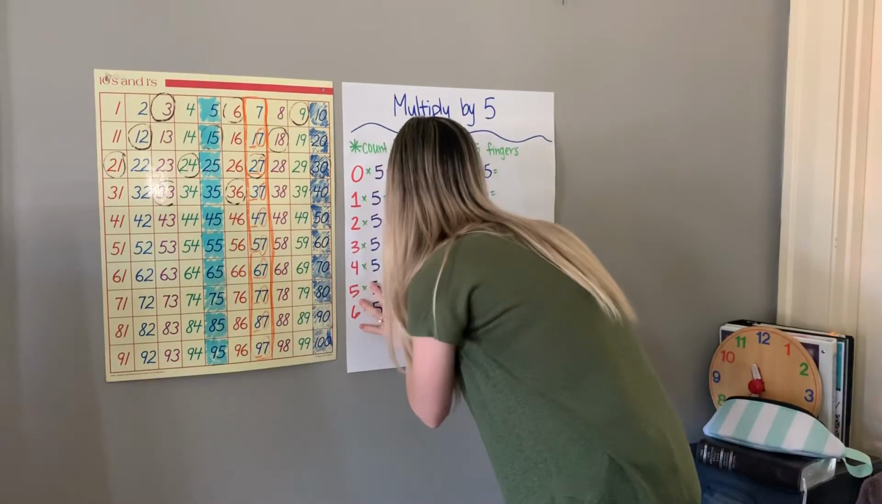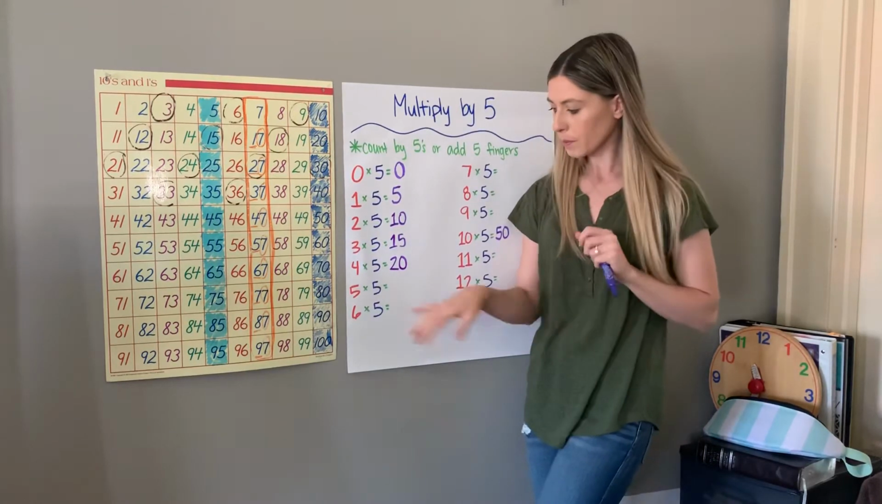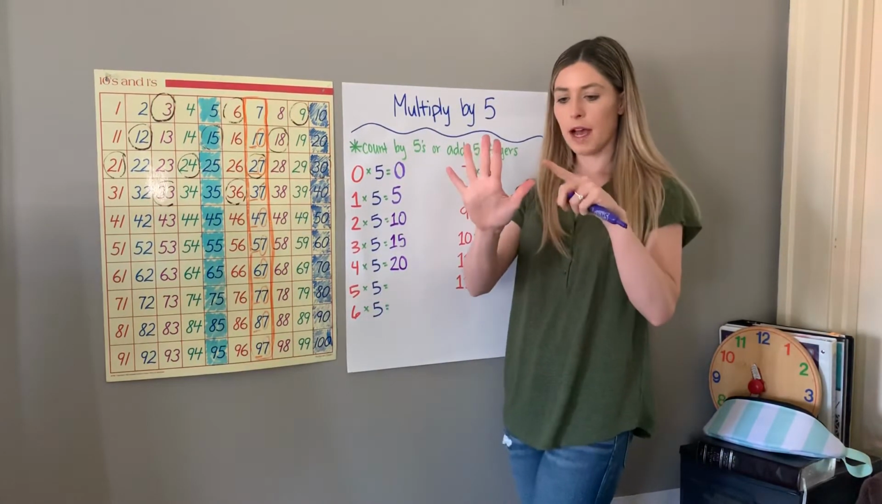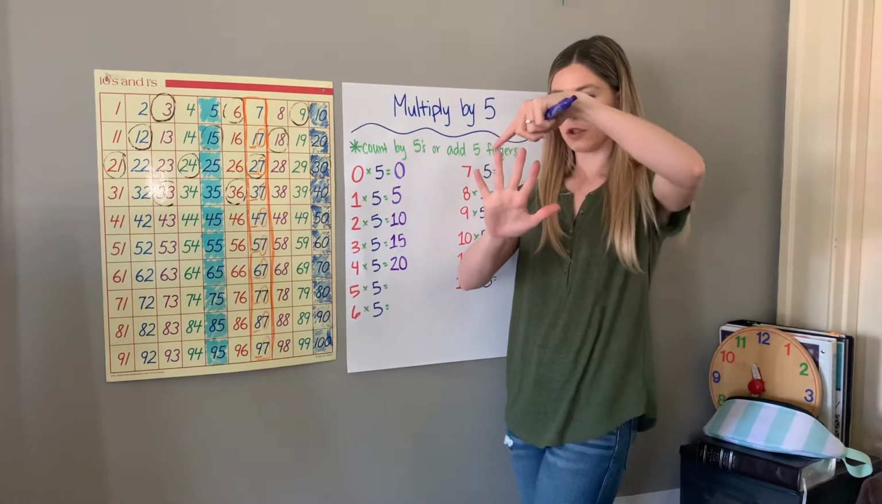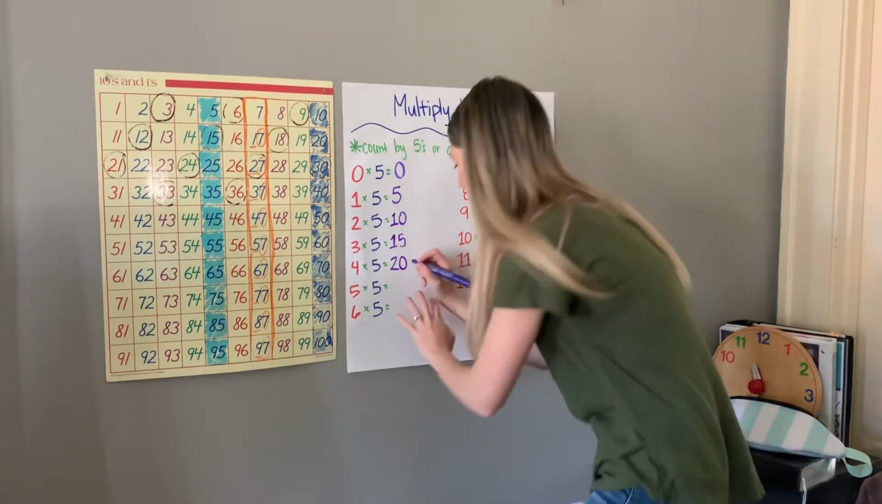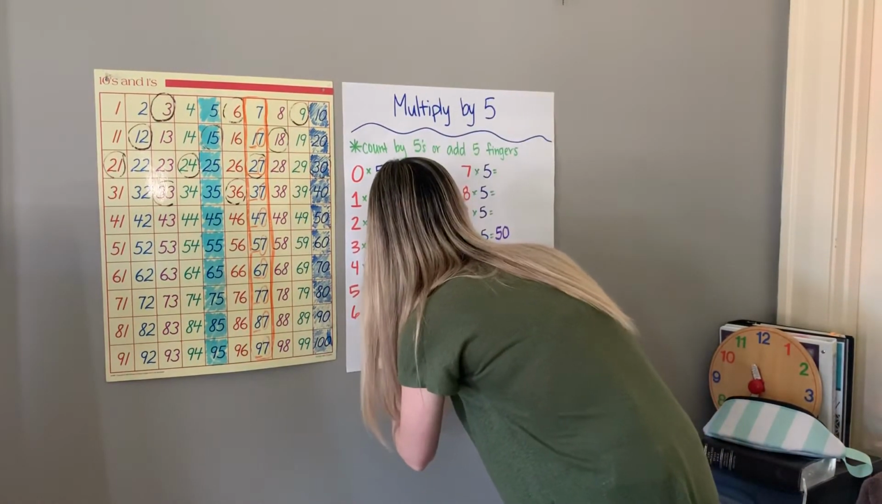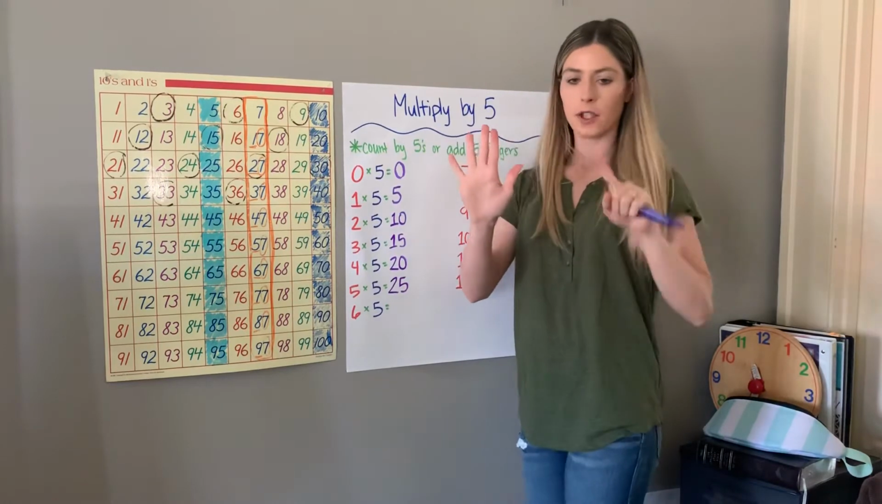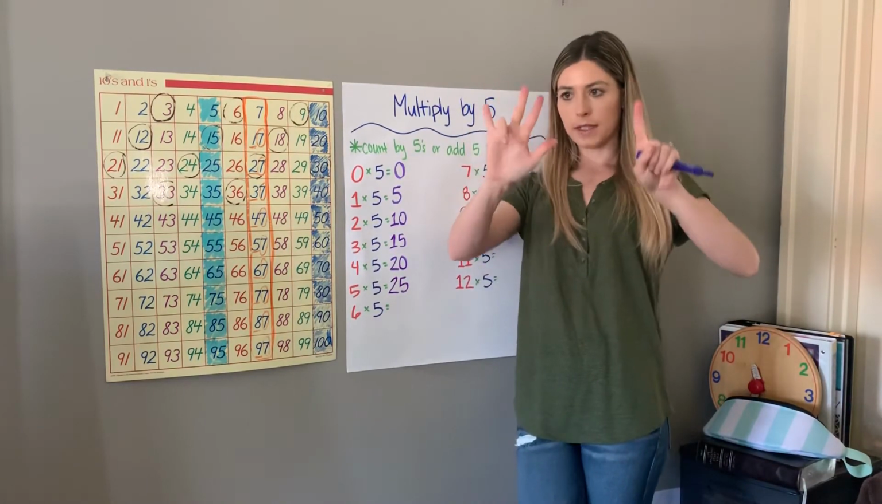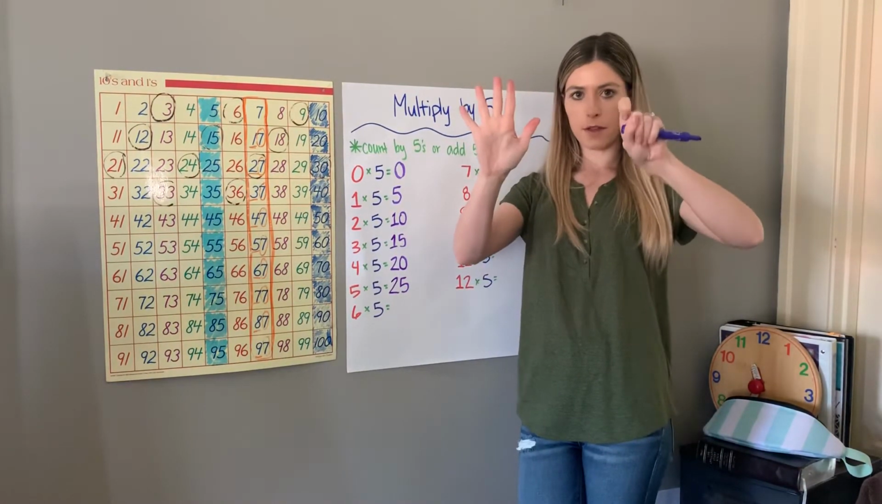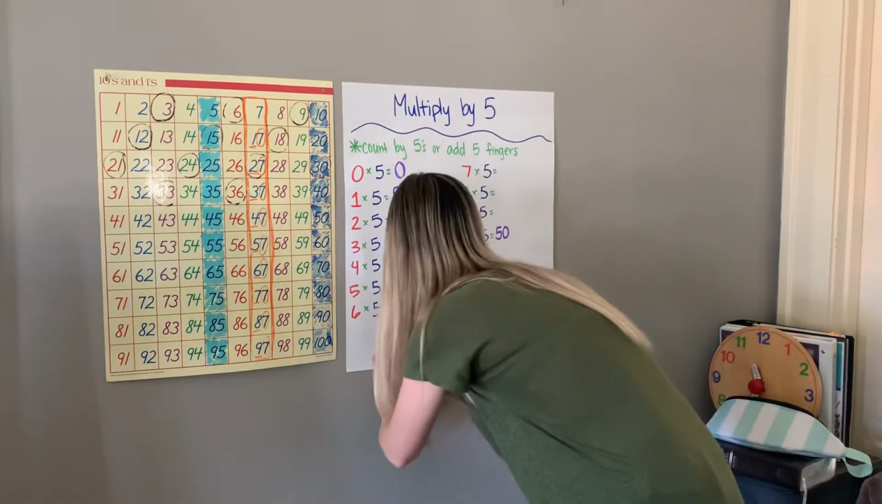Each finger represents 5. So if I do that for 5, I go 5, 10, 15, 20, 25. Remember, each finger will represent 5. So now I have 6 fingers. 5, 10, 15, 20, 25, 30. 6 times 5 is 30.